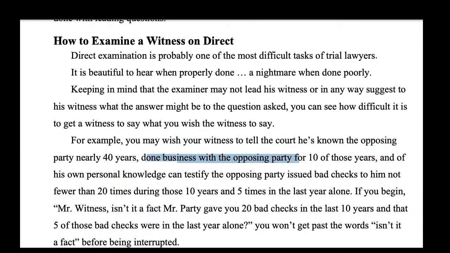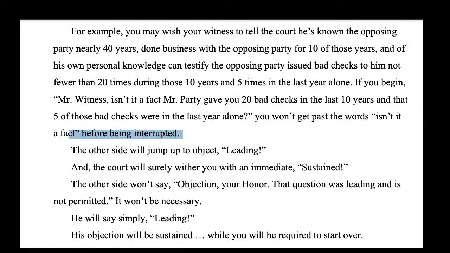Done business with the opposing party for 10 of those years, and of his own personal knowledge can testify the opposing party issued bad checks to him not fewer than 20 times during those 10 years and 5 times during the last year alone. Okay. If you begin, "Mr. Witness, isn't the fact Mr. Party gave you 20 bad checks in the last 10 years and that 5 of those bad checks were in the last year alone?" You won't get past the words "isn't it a fact" before being interrupted.